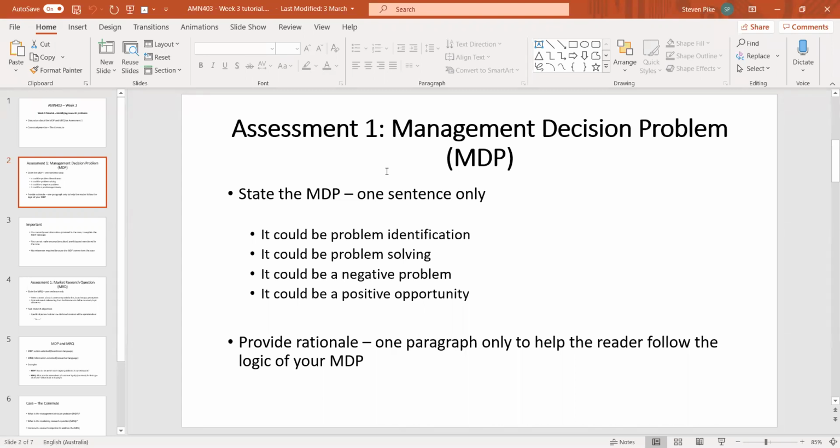So this MDP could be a major problem, it could be a minor problem, but usually worded fairly simply. It doesn't need any complex academic language. This is how management would be speaking in the boardroom. It could be about identifying a problem, it could be about solving a problem, it could be about a negative problem, or it could be a positive opportunity.